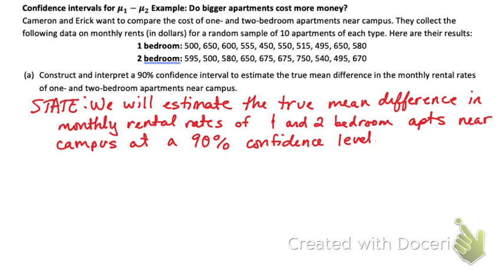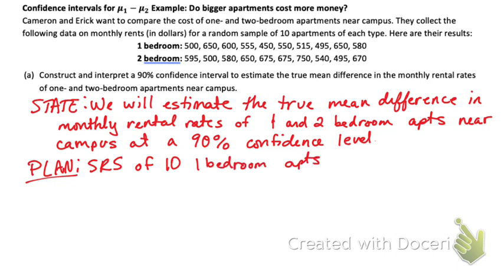All right, plan. We're going to plan. Here we go. We have an SRS of 10 1-bedroom apartments. And furthermore, we have an SRS of 10 2-bedroom apartments. Cool. That ensures that X bar 1 minus X bar 2 is an unbiased estimator of mu 1 minus mu 2. That's why we just checked that condition. Did y'all know that?